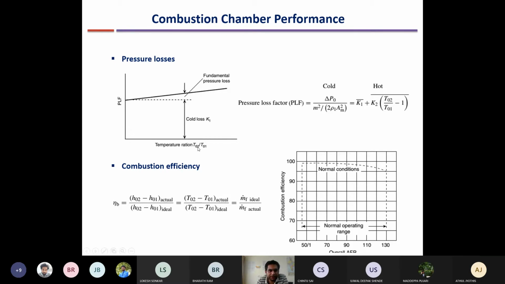So this is a function of temperature, as you can see, where T01 is the inlet temperature and T02 is the outlet temperature. So if the outlet temperature keeps on increasing, this additional loss will increase. Why does this happen? Because when you increase the temperature, the density of the fluid goes down and the specific volume goes up.